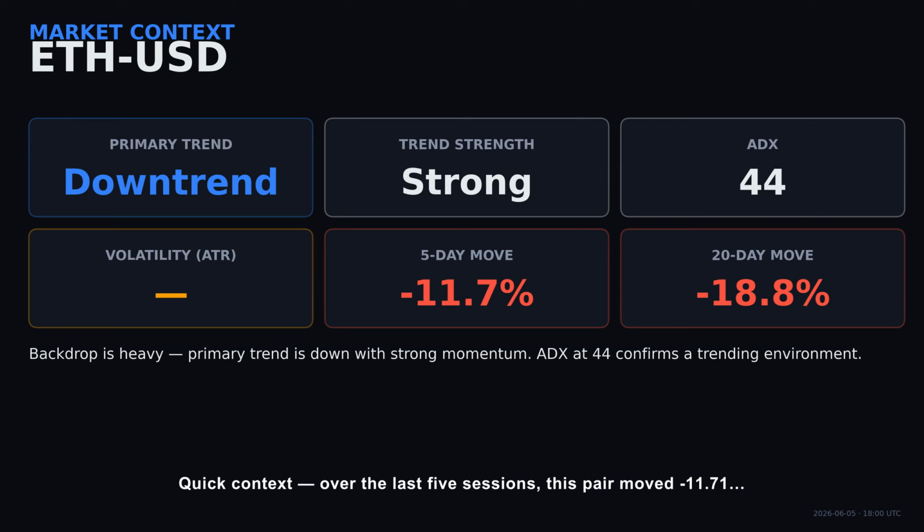Zooming out for a second, let's talk macro. On this slide, you've got the primary trend, its strength, the ADX number, and the volatility regime measured as ATR%. Here's the thing. A setup that looks textbook in isolation can totally fail if the broader regime is fighting it. So you want to ask, is this trade swimming with the market current or against it? The 5-day and 20-day moves at the bottom answer that.